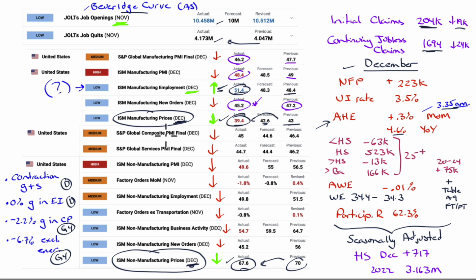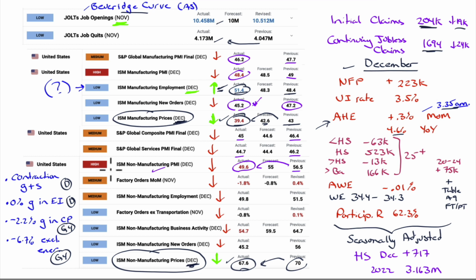What else do we have? The composite, 45 versus 46.4. Services from S&P, 44.7 versus 46.2. The ISM tends to be the one that gets more attention. 49.6 versus 56.5. That is a huge drop from November to December.